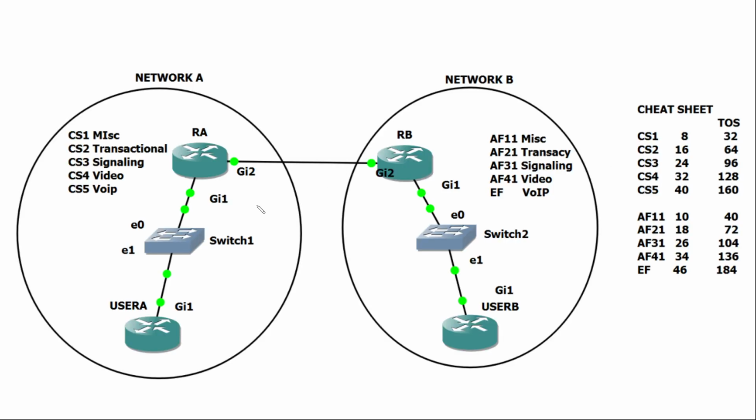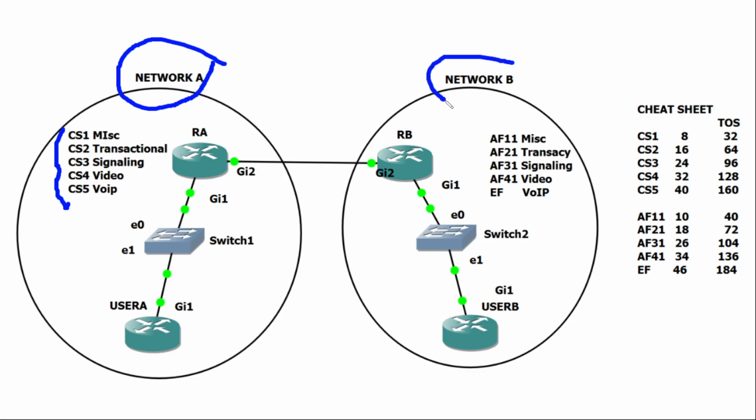You have this network, for instance, network A, where the network administrator decided to use certain markings for the traffic. In this case, for network A, voice over IP is marked with CS5, video is marked with CS4, signaling traffic is marked with CS3, transactional traffic is marked with CS2, and miscellaneous traffic is marked with CS1.